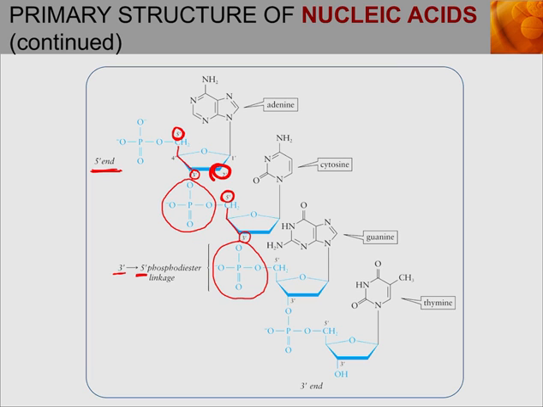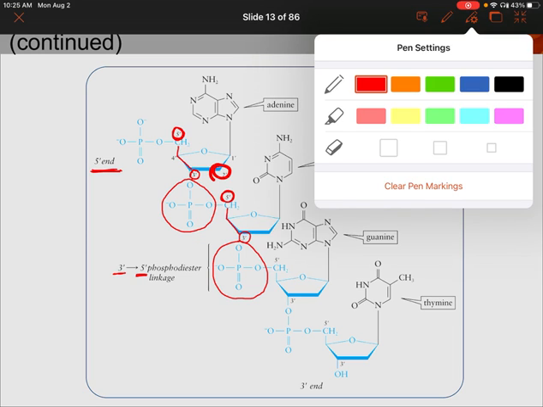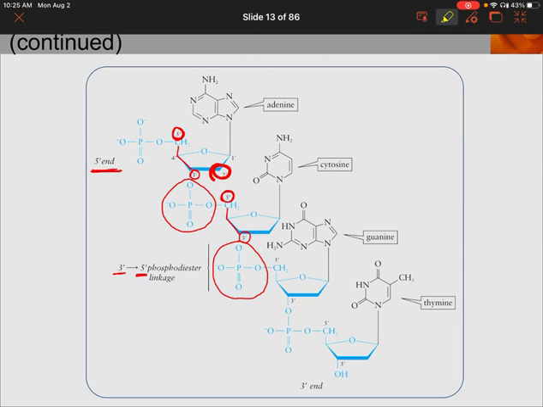Okay. Now, it's called a phosphodiester linkage because if we look at the bonds here, we have what looks like an ester group, but there's a phosphorus connecting them. So we've got two esters, but a phosphorus is what's connecting them. Okay.